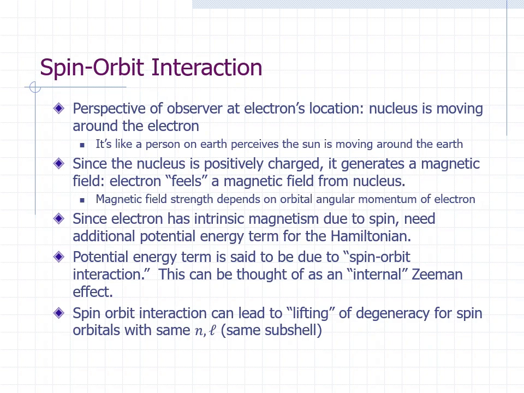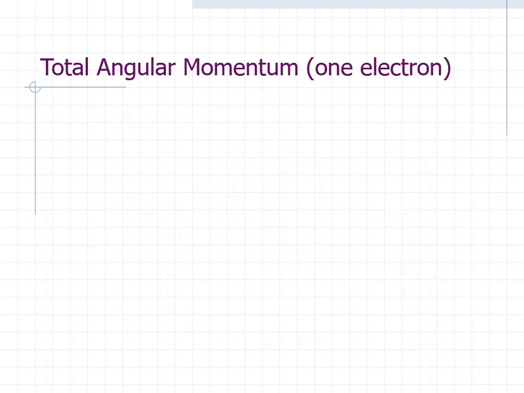To predict this splitting, we must consider the total angular momentum, which includes both orbital and spin contributions. So now, let's talk about the total angular momentum. For a single electron, the total angular momentum vector, which we denote by J, is the sum of two contributions, the orbital angular momentum L and the spin angular momentum S. Since both L and S are quantized, we expect J to be quantized as well.